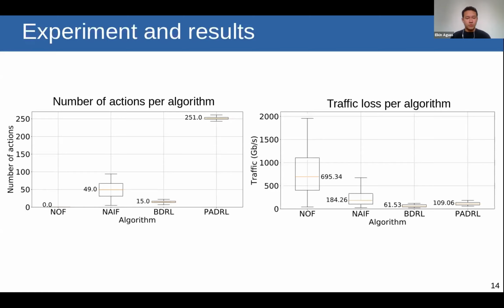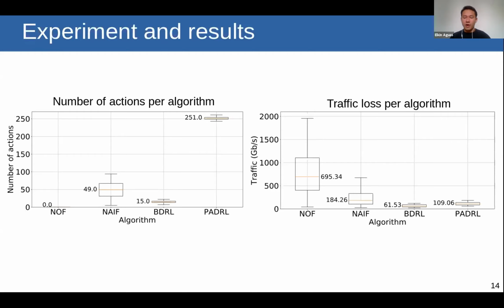Now, when we see the reinforcement learning algorithms, first of all, the balanced reinforcement algorithm, we see that the actions and the traffic loss go down. It's really interesting because it's the best performing algorithm, and the actions also went down. That's the number of actions you can take per day, so it went down considerably to 15 in order to keep the traffic loss to a minimum.